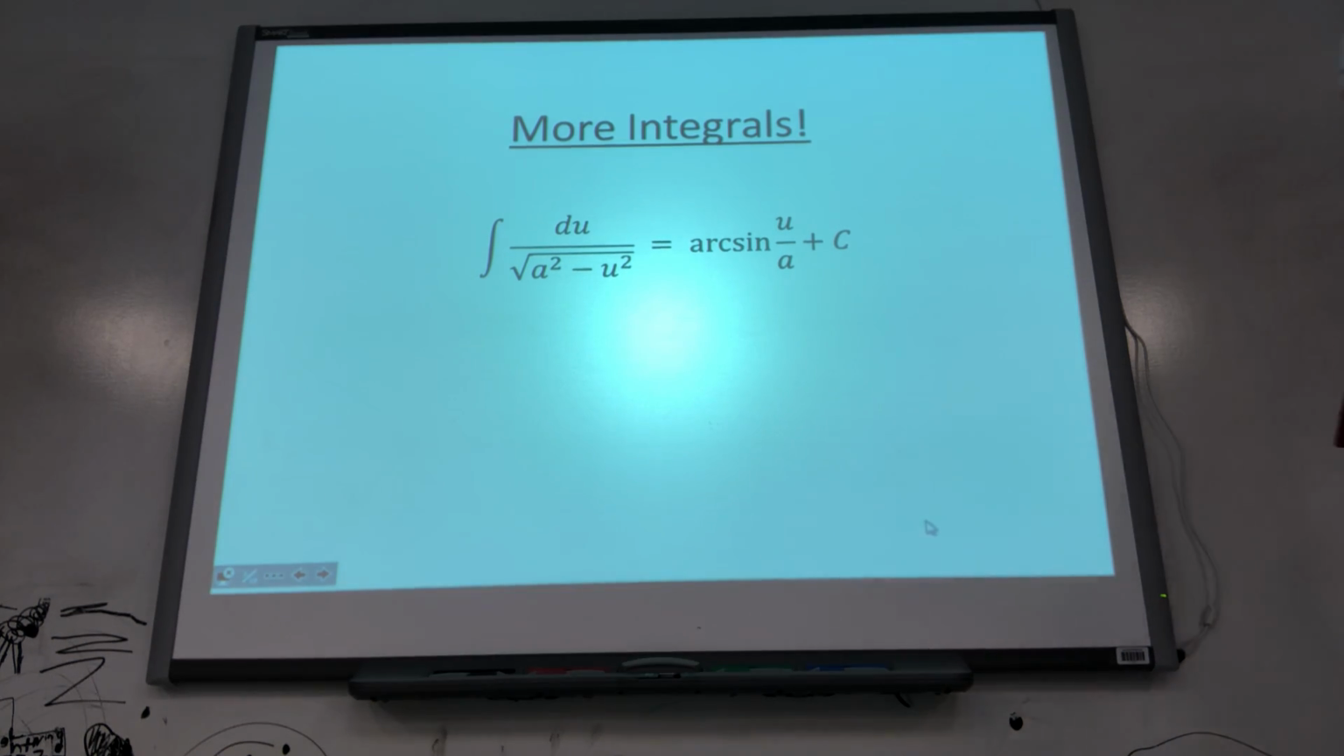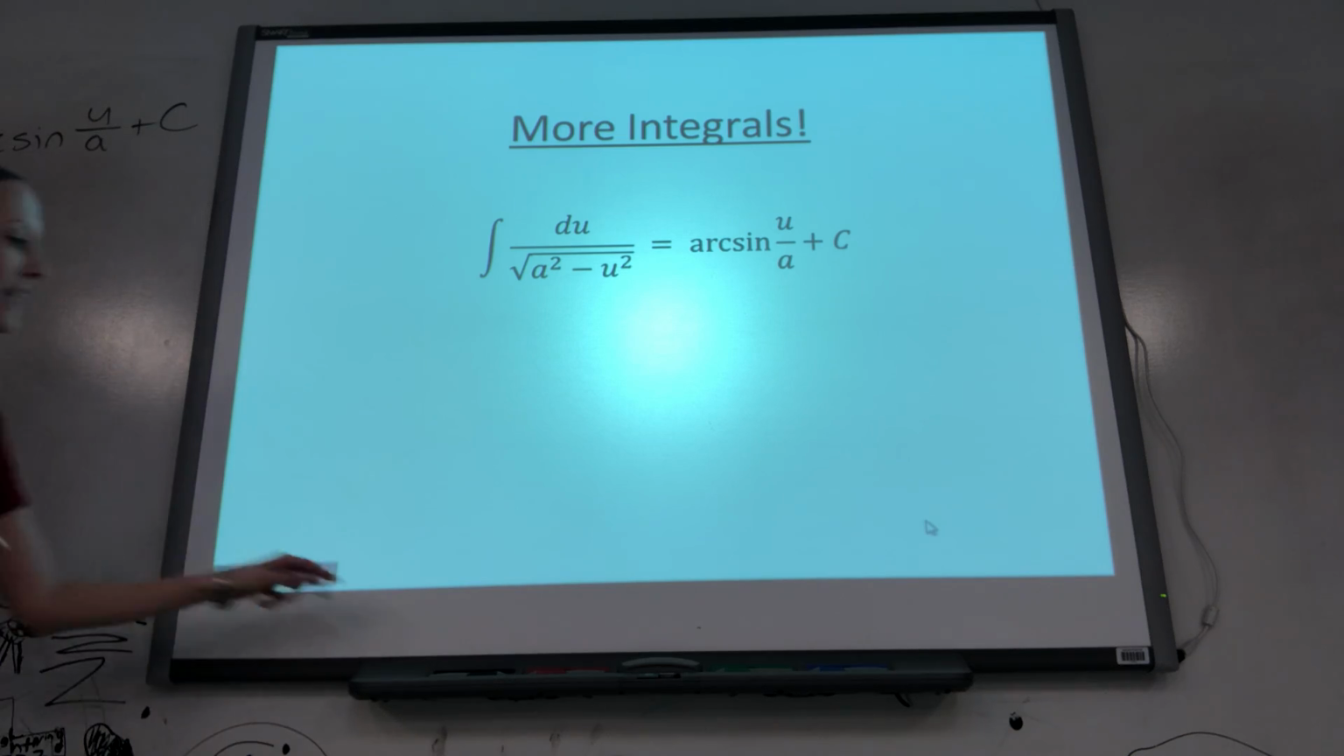So if you have, and I'm going to put these down on the side so we can look at them again later, if you're integrating du over the square root of a squared minus u squared, it works out to be the arc sine of u over a plus c.